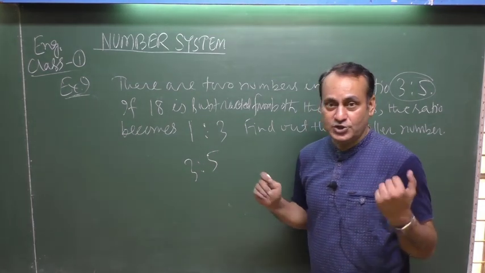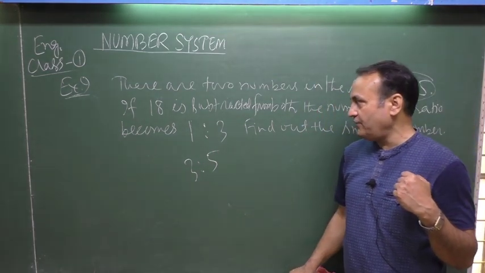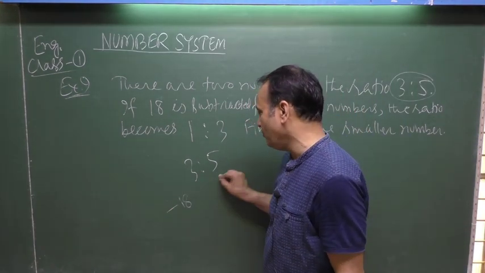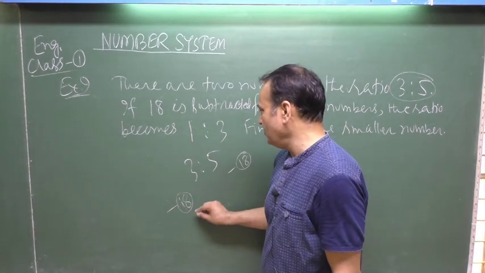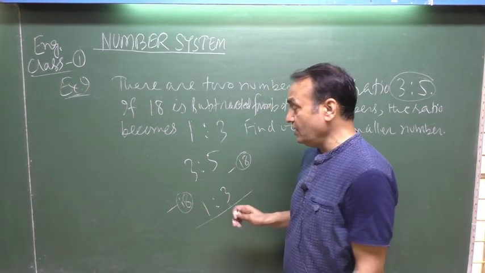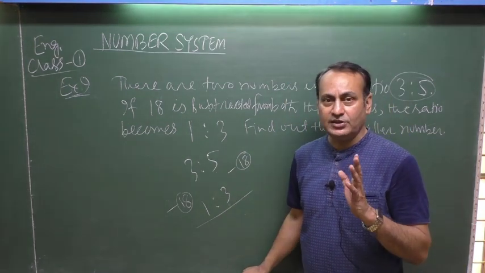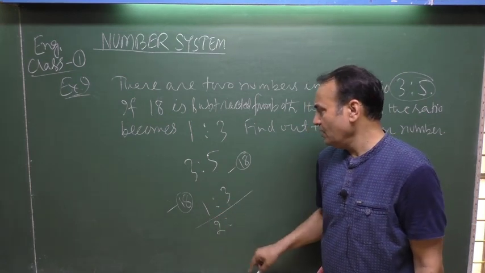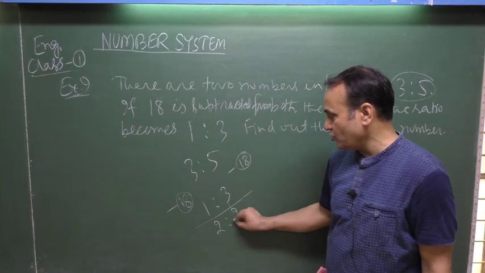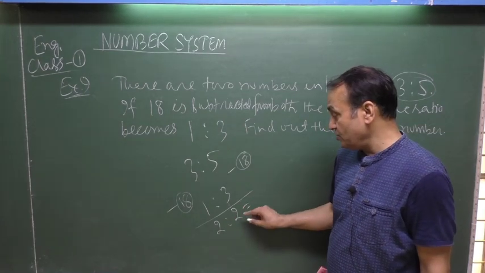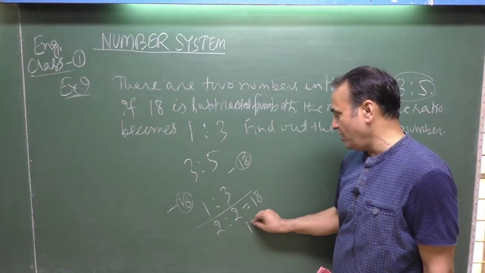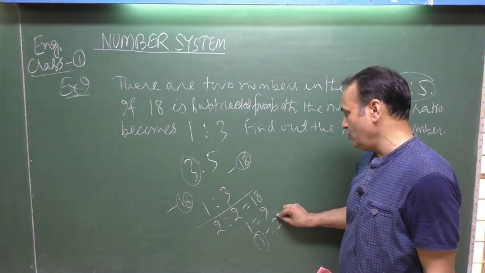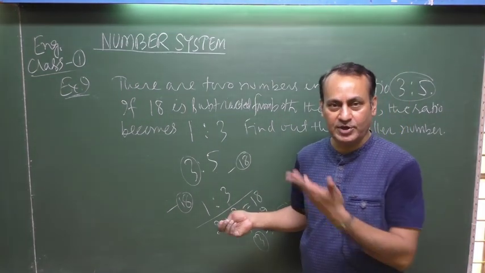Two numbers are in the ratio 3:5. If 18 is subtracted from both the numbers, the ratio becomes 1:3. That means since you subtracted 18, the unit 3 became 1. That means there is a decrement of 2 units. This 5 became 3. Here is also a decrement of 2. That means these 2 units are just equal to 18. 1 unit equals 9. Find out the smaller. 3 units equal 27. This is your final answer. Copy down.